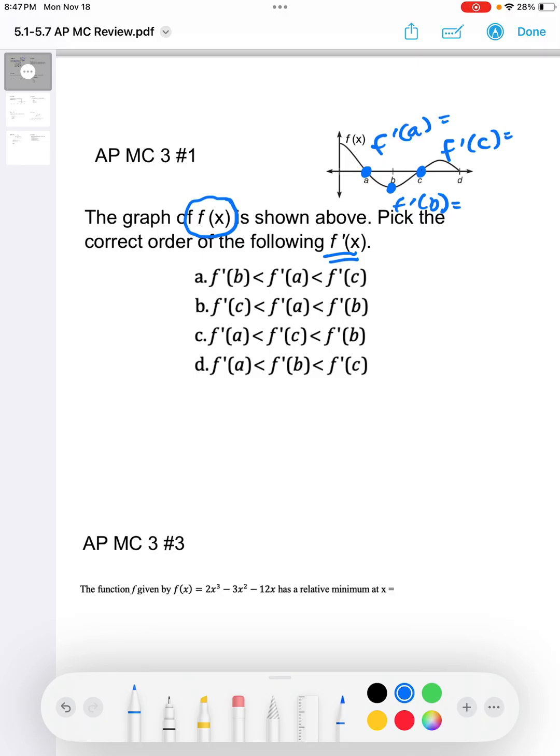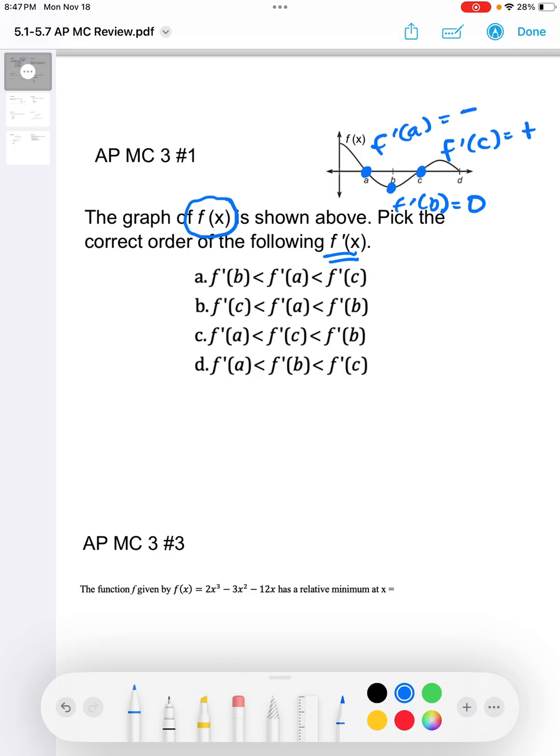So the derivatives are the slopes, and as I look here, the slopes of f of x at A are negative, so we know that these ones are going to be negative. At f prime of B, well, that's a minimum in the graph, so my slope there is 0. And f prime of C, the function is increasing, so that slope there is positive.